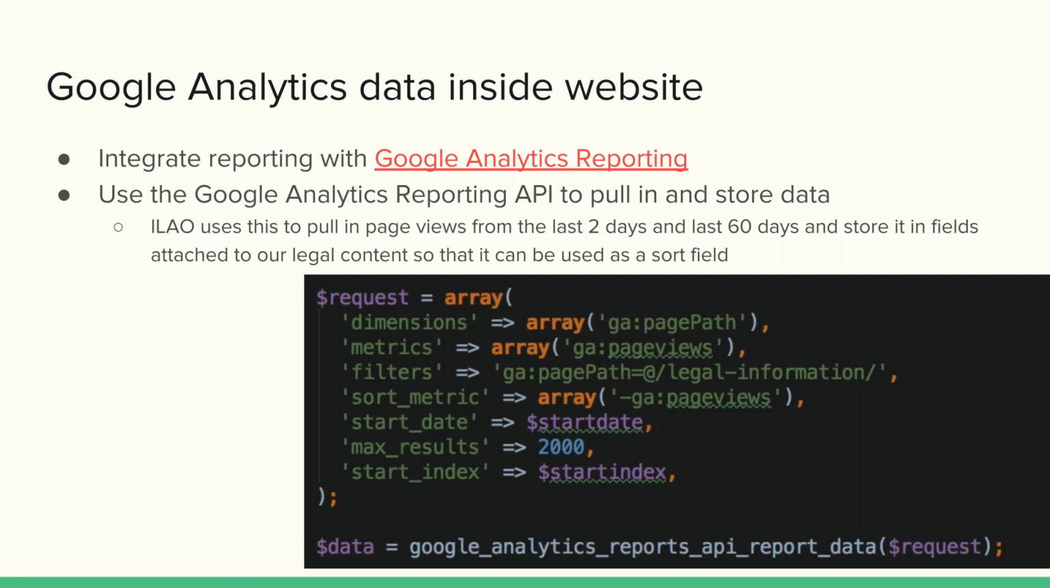And so we use this to pull in page views from the last 2 days and the last 60 days and store it in fields attached to each of our pieces of legal content. And that allows us to do things like populate a popular today block, or order the pages on our family and safety page or divorce page list of contents by popularity, by using Google data.